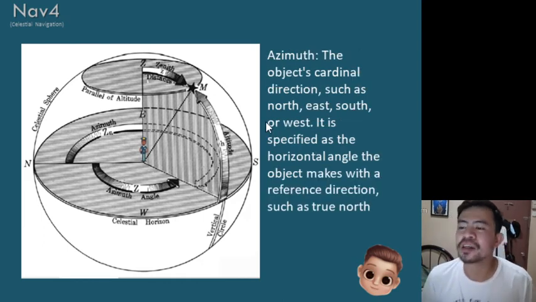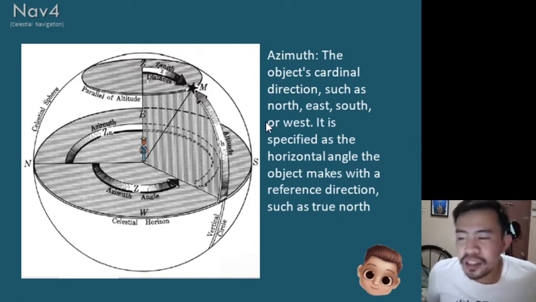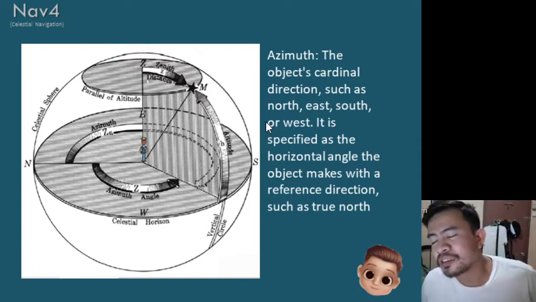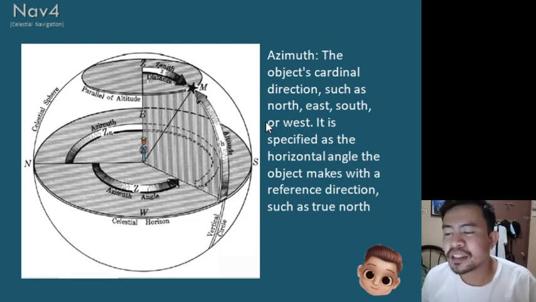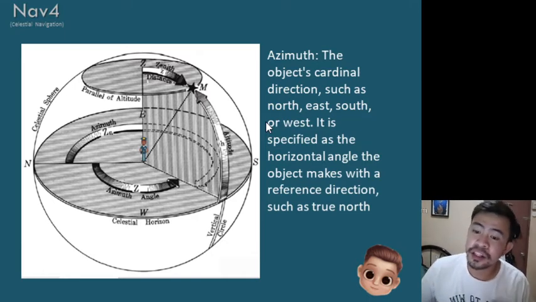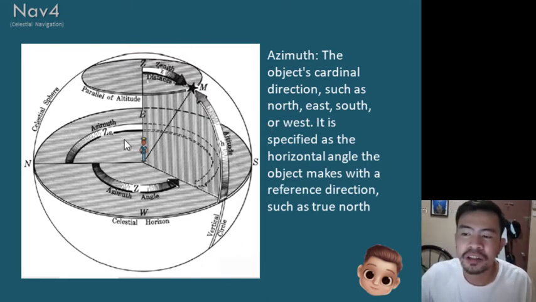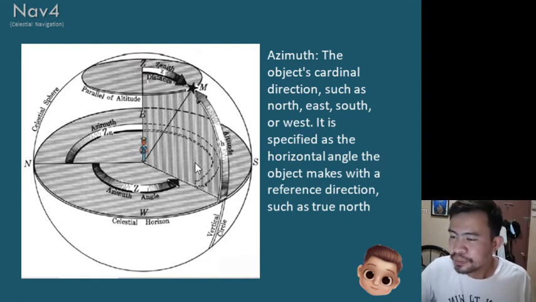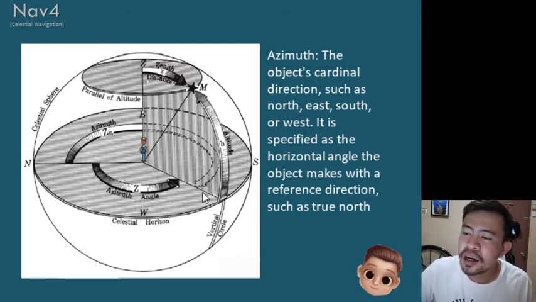We go with your azimuth. The azimuth is the object's cardinal direction, such as north, east, south, or west. It is specified as the horizontal angle the object makes with the reference direction, such as true north. So in this case, when we say azimuth, we are measuring it clockwise, and that's a direction from the north going to the direction where your celestial body is that you are observing.